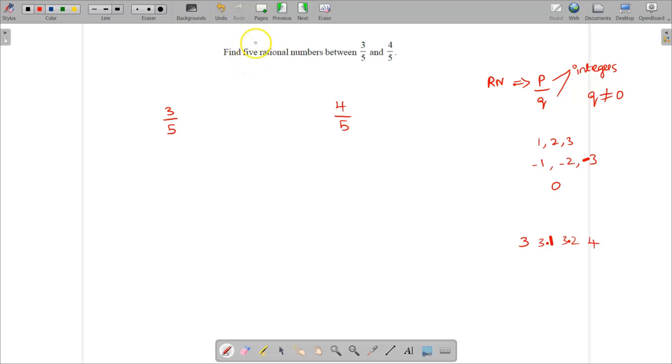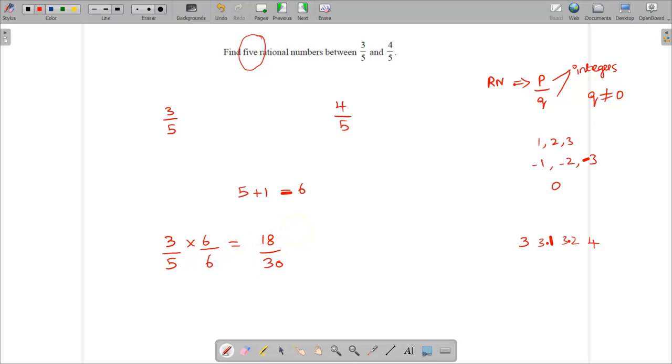For that, we first need to find how many rational numbers we need to find. Here they have mentioned 5 rational numbers, so we take 5 plus 1, which is nothing but 6. So at least by 6 we need to multiply both numerator and denominator of the given number. Let me take the first number, 3/5, and multiply both numerator and denominator by 6. So 3 into 6 is 18, 5 into 6 is 30.